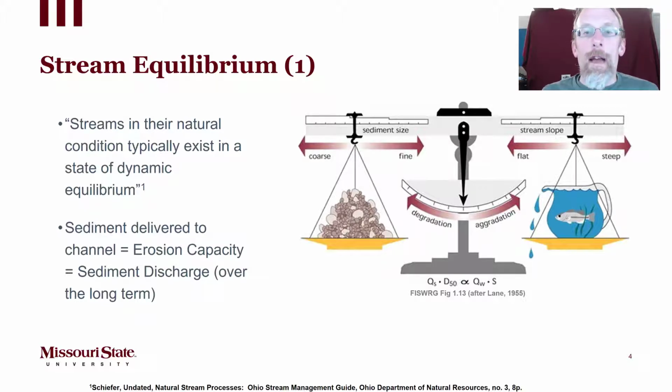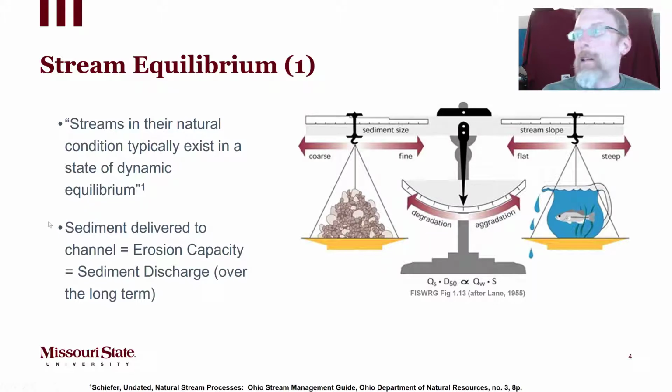If one of those is out of balance with the other, say we have more sediment being delivered to the channel than we have capacity to erode and discharge, then we're going to have to change the stream system. If we have more sediment coming in than we can move, that sediment's going to have to be stored in the stream valley, and the stream will start to aggrade or rise up. It will start to fill in its valley with sediment.